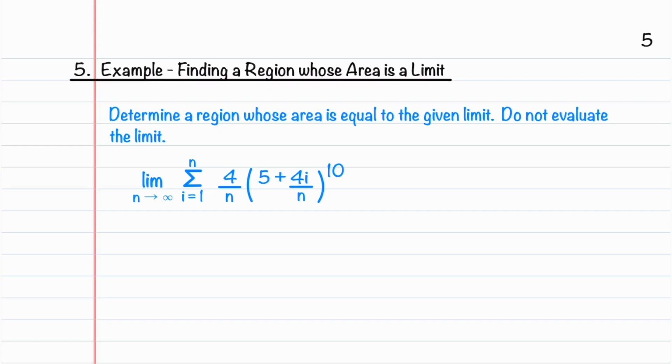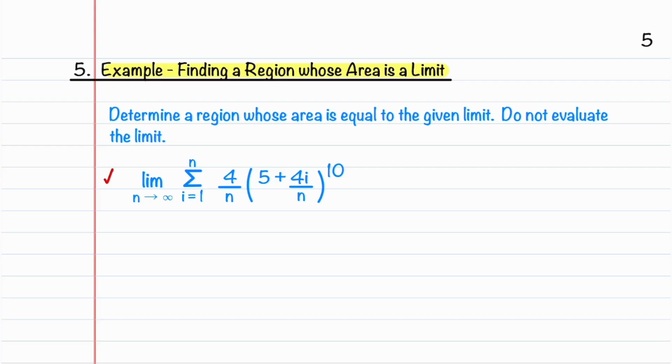We are going to now walk through an example where we are going to determine a region whose area is equal to a limit that we're given. The limit that we're given is right here. It is the limit as n goes to infinity of the sum from i goes from 1 to n of 4 divided by n times the quantity 5 plus 4i divided by n raised to the 10th power.